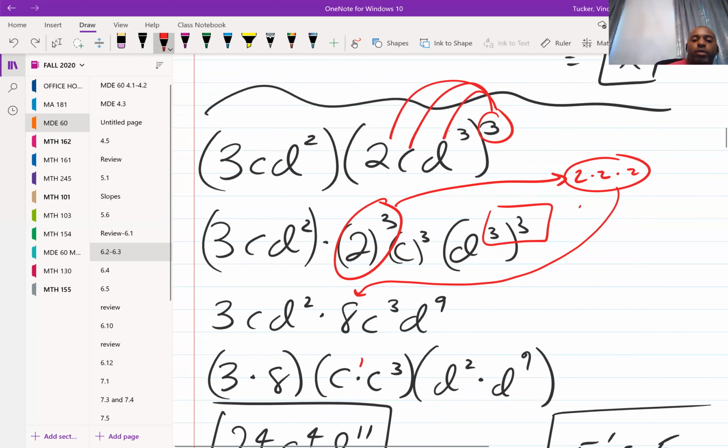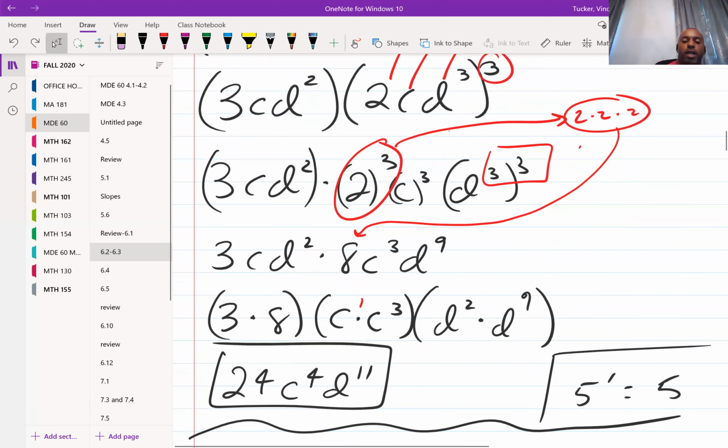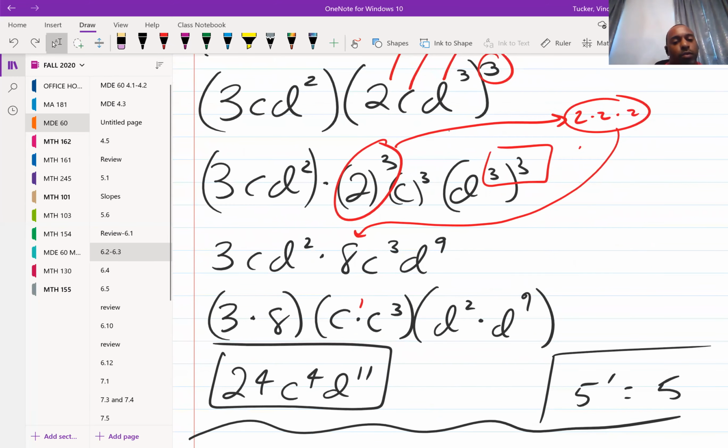All right, so now we'll couple together what we can simplify. 3 times 8, we can multiply those together. C times C cubed and D squared times D to the 9th. And then bring those all together. 3 times 8 is 24. C times C cubed, add your exponents, that's C to the 4th. D squared times D to the 9th, add your exponents, D to the 11th.